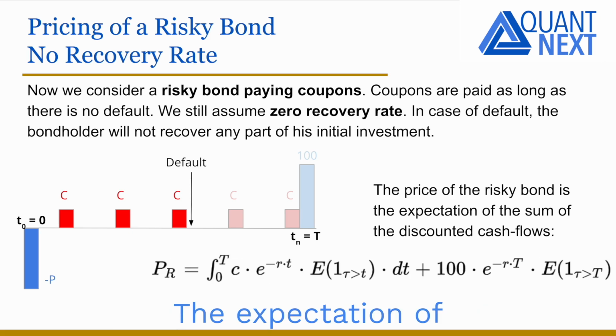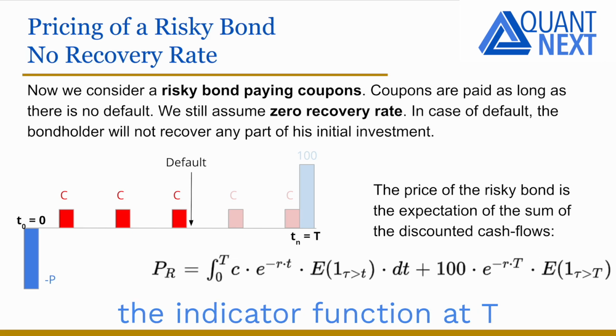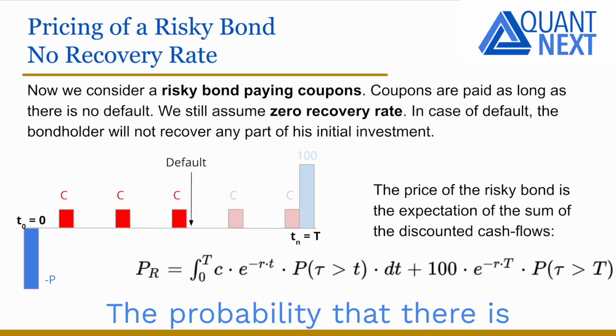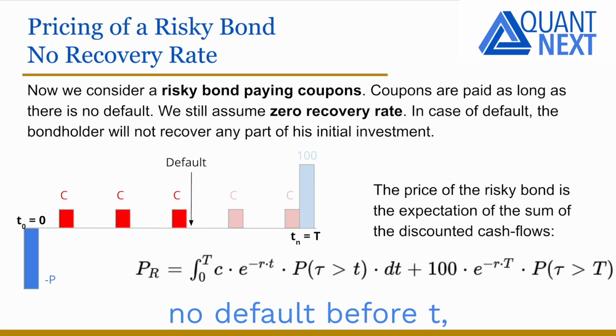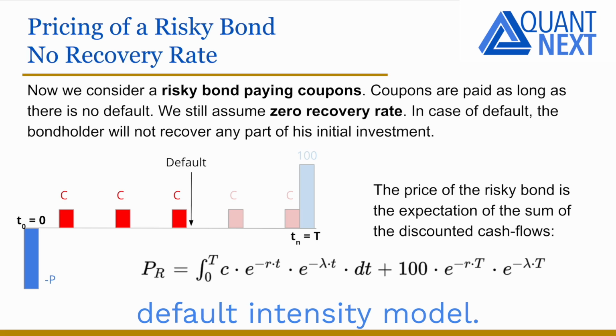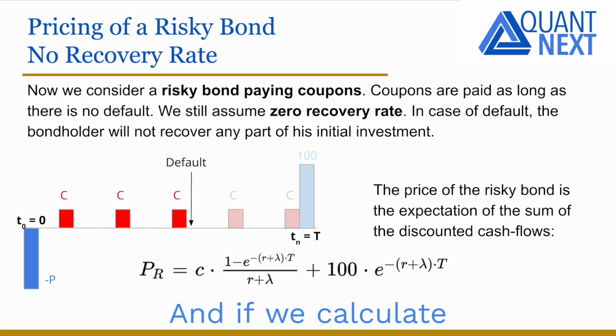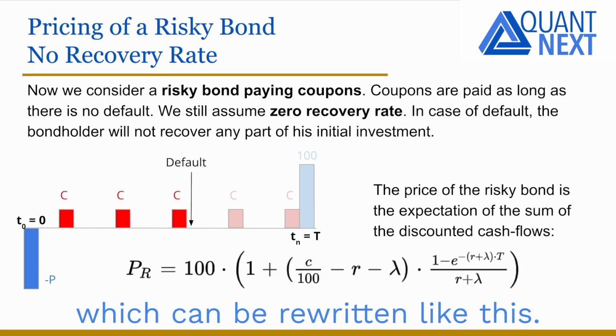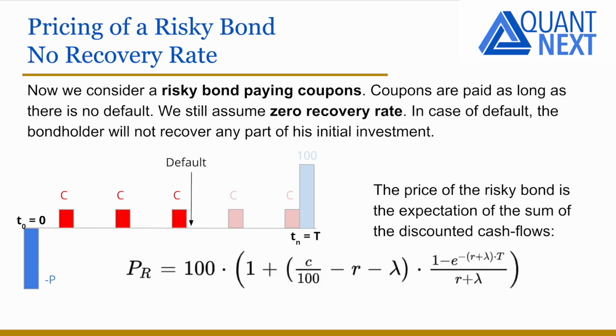The expectation of the indicator function at t is nothing else than the survival probability, the probability that there is no default before t. It is equal to the exponential of minus lambda times t with a constant default intensity model. And if we calculate the integral term, we obtain this expression, which can be rewritten like this.